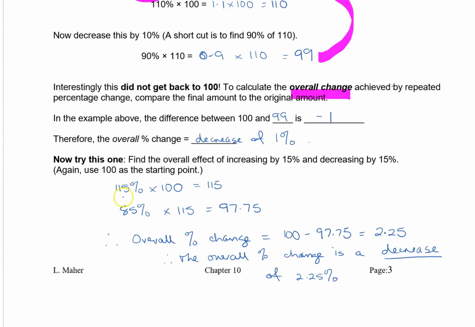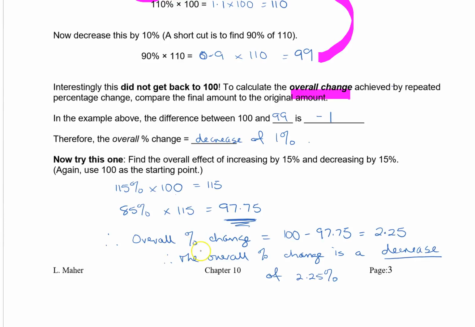So you can see I've done the calculation, increasing 15% to get 115 added on. Increasing the 100 by 15% gives 115. Decreasing by 15% means we only want 85%. We take 85% of that, and you get 99.75. So no, it did not take us back to 100.